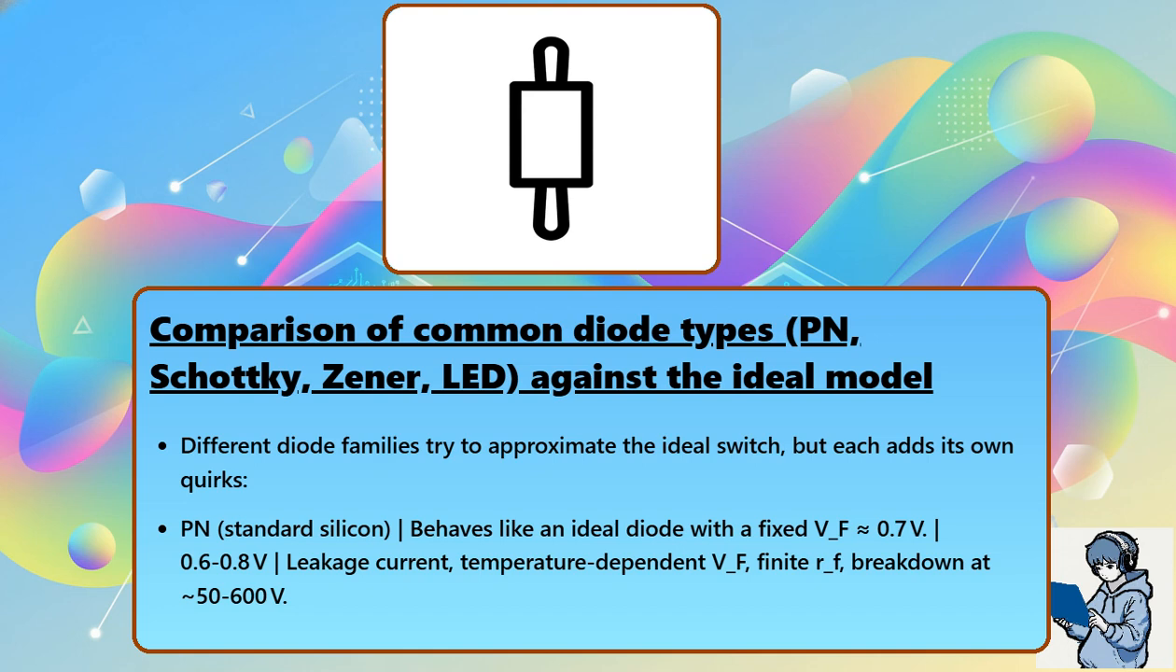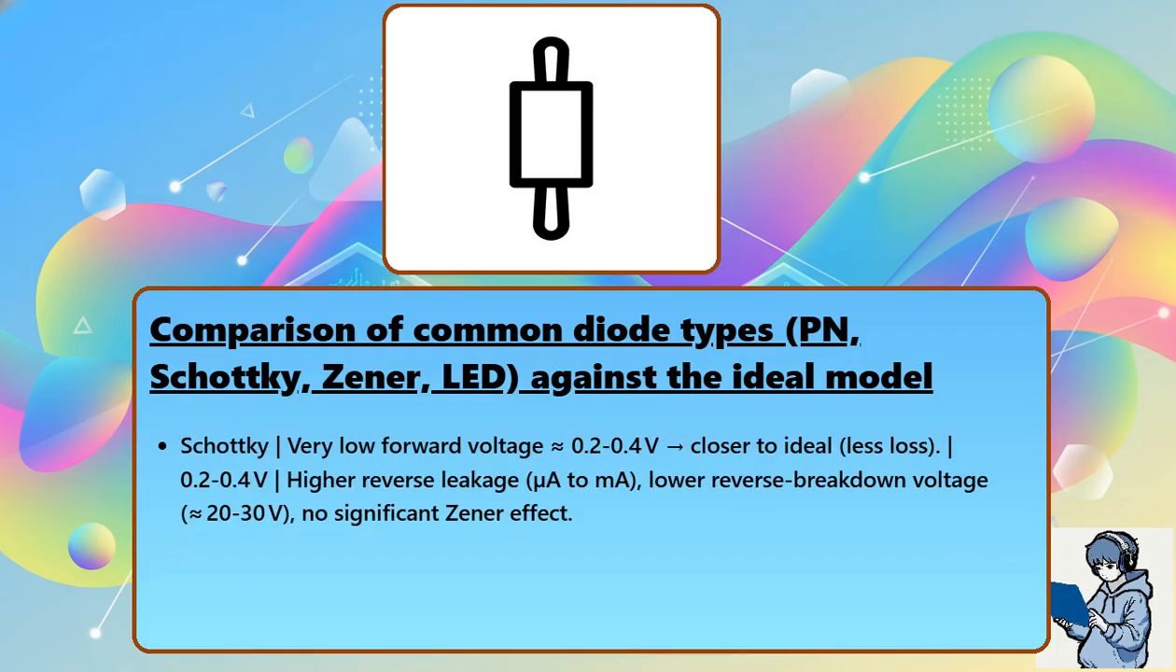PN standard silicon behaves like an ideal diode with a fixed V sub F of approximately 0.7 volts. Typical forward drop: 0.6 to 0.8 volts. Key non-ideal traits are leakage current, temperature-dependent V sub F, finite R sub F, and breakdown at approximately 50 to 600 volts. Schottky has very low forward voltage, approximately 0.2 to 0.4 volts, closer to ideal, less loss.